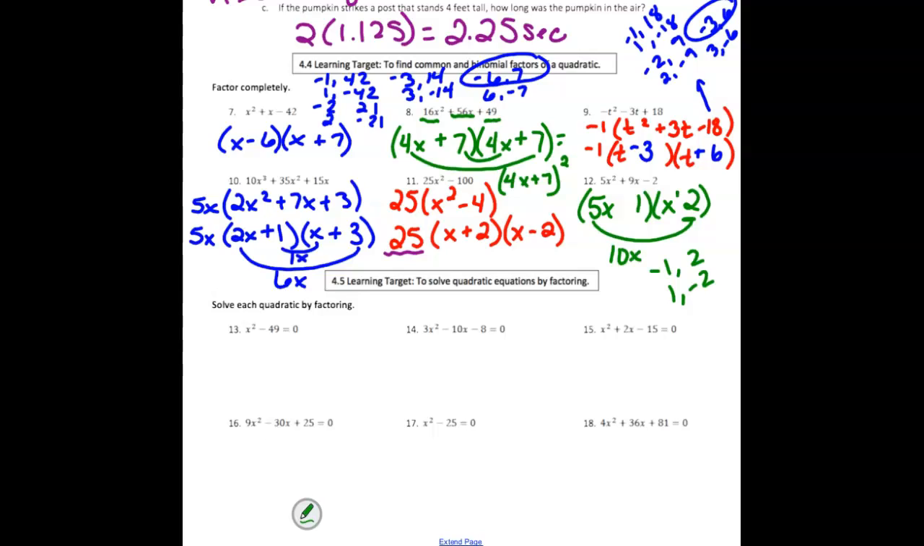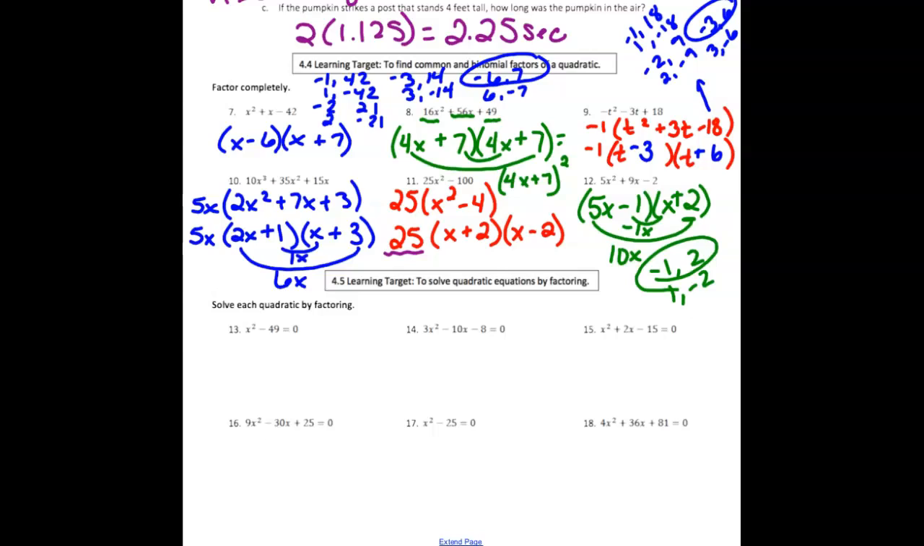So if we make the positive go with the 2 and the negative with the 1, we can get a -1x in the middle, insides, and a positive 10x for outsides, which would add up to our 9x that we were looking for.